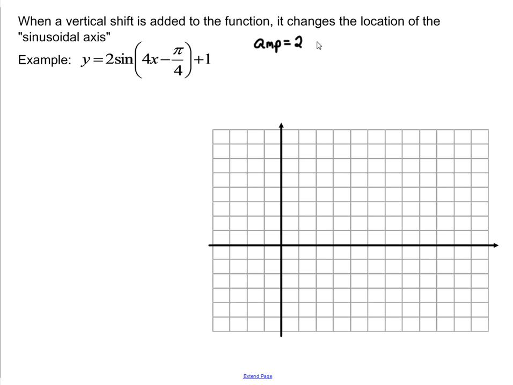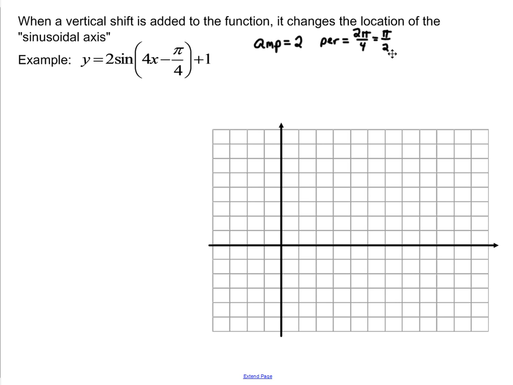For the period of the function, we know that we take 2 pi and divide it by b, so our period in this case is 2 pi divided by 4, and that's going to give us pi over 2 as one complete period.